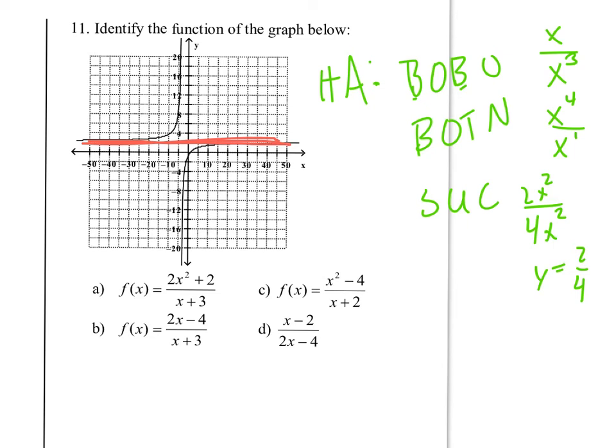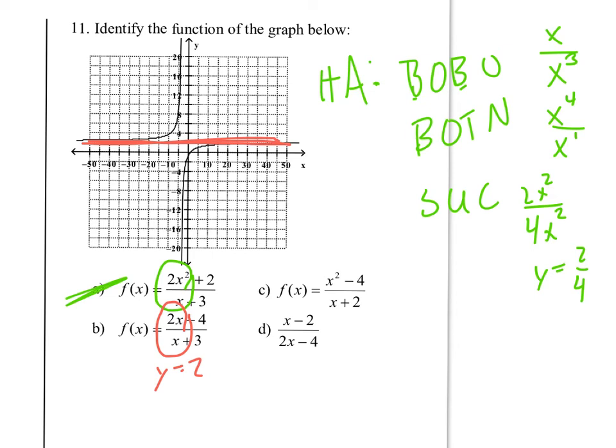So if I look at my answer choices here, my first one, that's going to be BOTN, bigger on top, which means none. But we definitely have a horizontal asymptote here, so that is not my answer. If we go down to B, I've got the same exponents, 2x and then x. They're both x to the 1. So my horizontal asymptote right there would be y equals 2, which looks like a possibility.